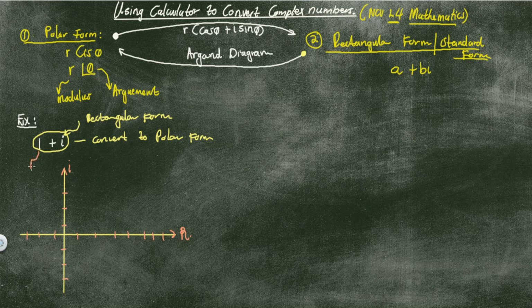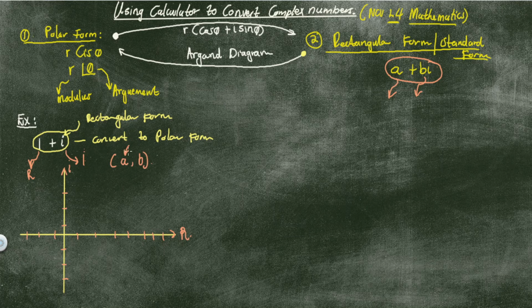So the 1 is the real part, and the coefficient of i is the imaginary part. That explains the i: i stands for imaginary. In standard or rectangular form, the first number is represented by a, and the second number, the coefficient of i, represents b. Now, in our coordinate system, the Argand diagram, the coordinate goes like this.